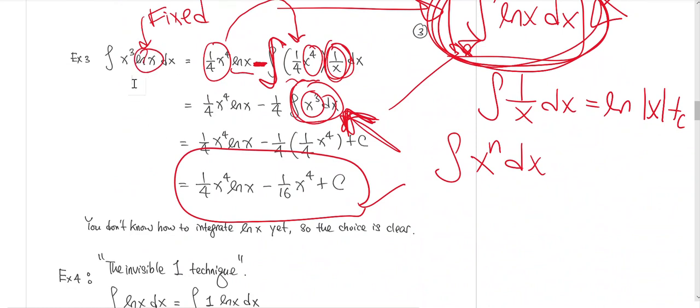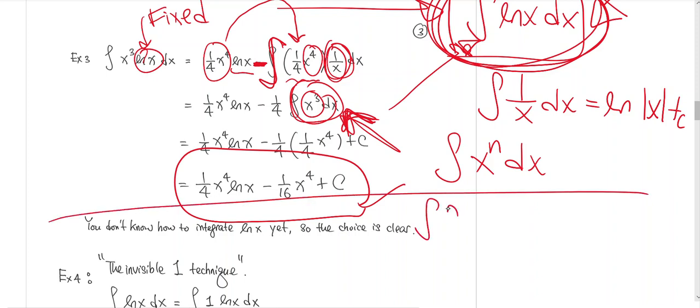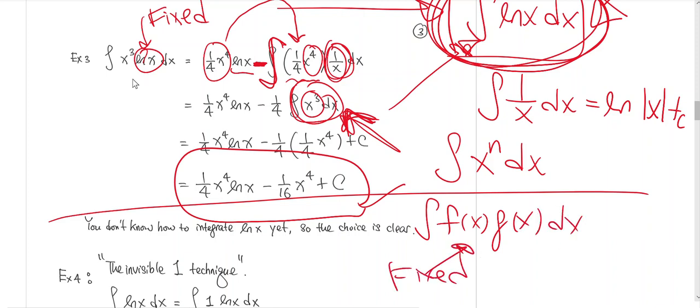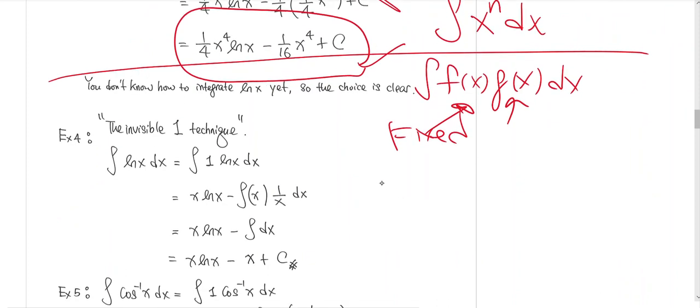Okay, so far we have three examples. They are all the same. Make sure that if you have f(x) and g(x), you have to fix one of them and then integrate the other one. So you fix one of them, and integrate the other one.